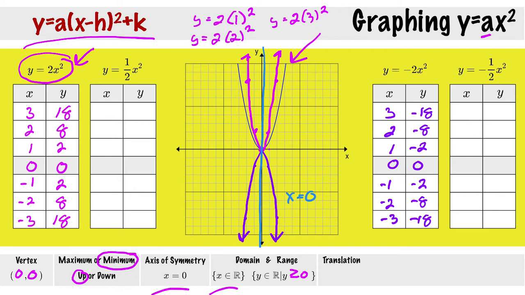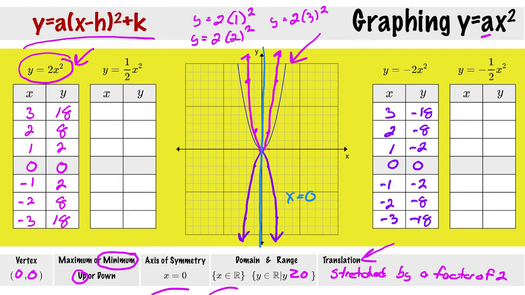The translation now gets interesting. It's not the same as the original. It's opening up, so the only difference is that it's taller or skinnier. So when we're talking about parabolas, we're talking about stretching it. So it's stretched by a factor of 2. Okay, so that is the translation. Really important to be able to describe the parabola.